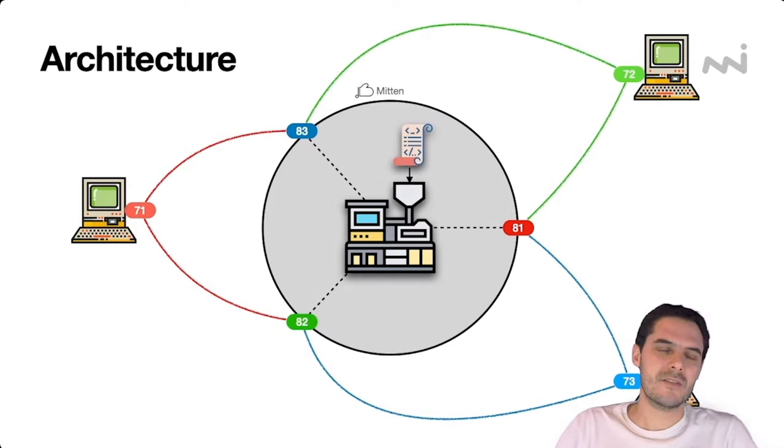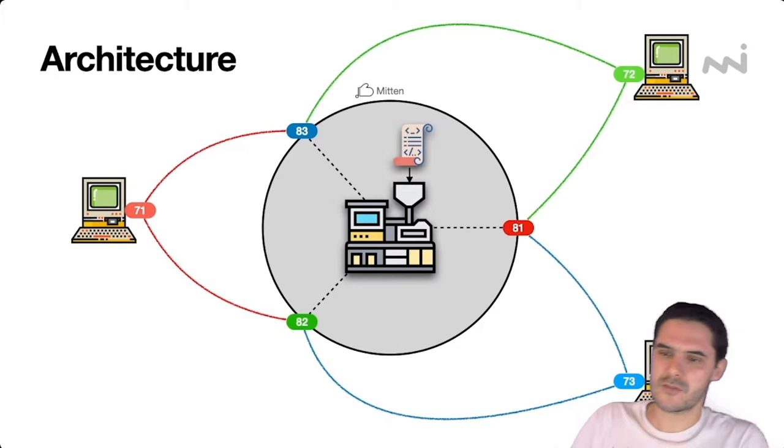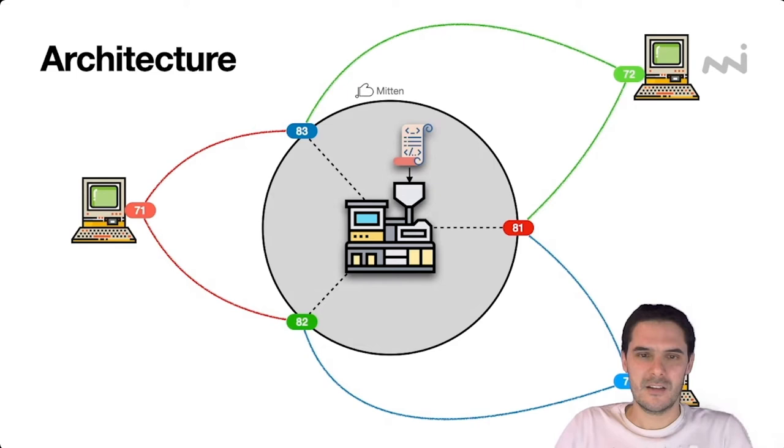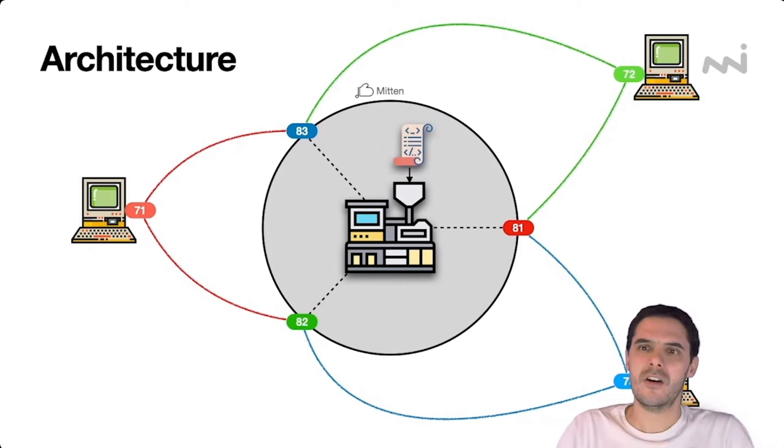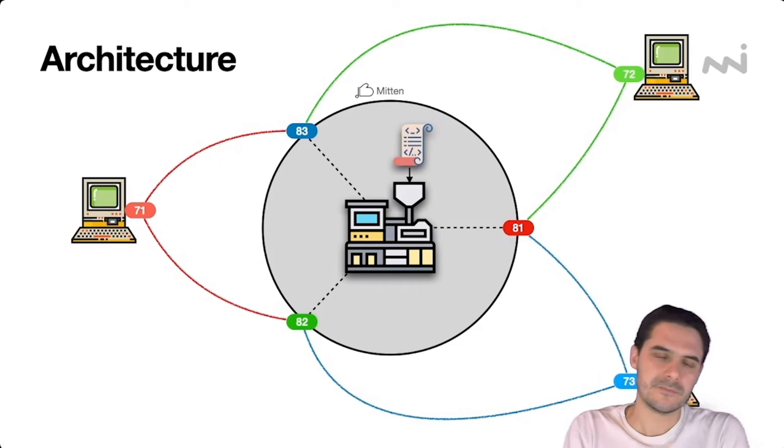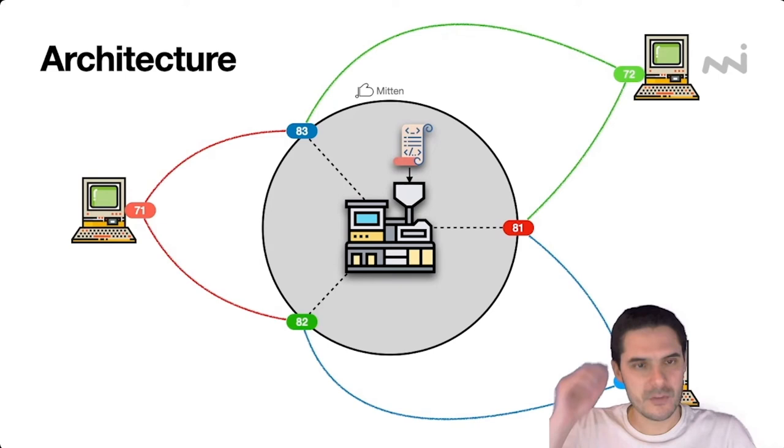Here in this case, we can see that we have three nodes which are represented by those computers. There's a red node on port 71. The edges that you see in color represent TCP connections. The red node wants to communicate with the green and blue nodes and exchange messages, but they don't communicate through their actual ports, so they all communicate through the Mitten proxy. For instance, the red node sees the green node through port 82 instead of port 72. When it wants to send a message to the green node, it will send it to Mitten, which effectively means that Mitten can see everything that's going on in the network.